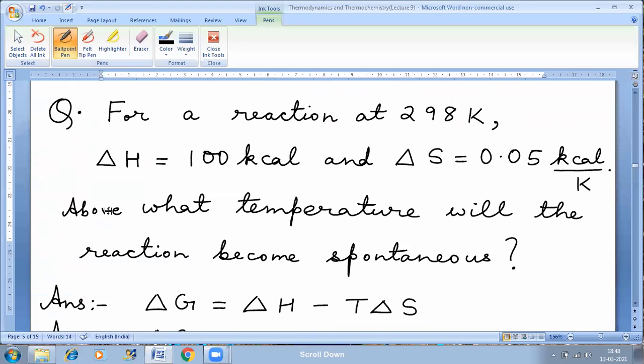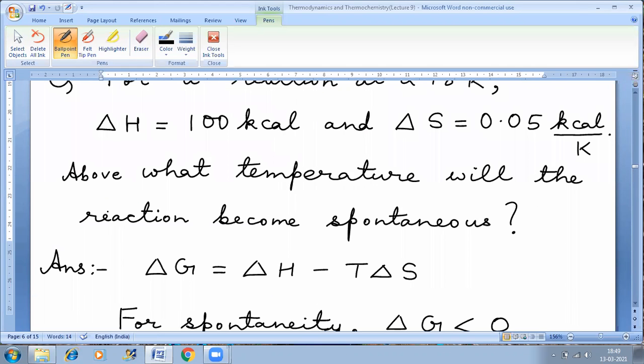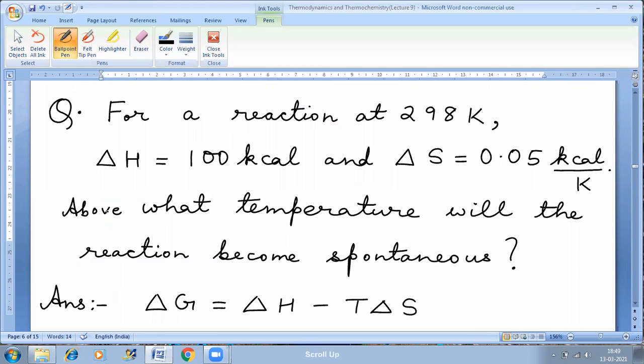Okay, let's look at a question now. So for a reaction at 298 Kelvin, delta H is given and delta S is also given. Above what temperature will the reaction become spontaneous? So we know that the formula of delta G is this. Delta G is equal to delta H minus T delta S. Put the values of delta H and delta S. Temperature is given as 298.